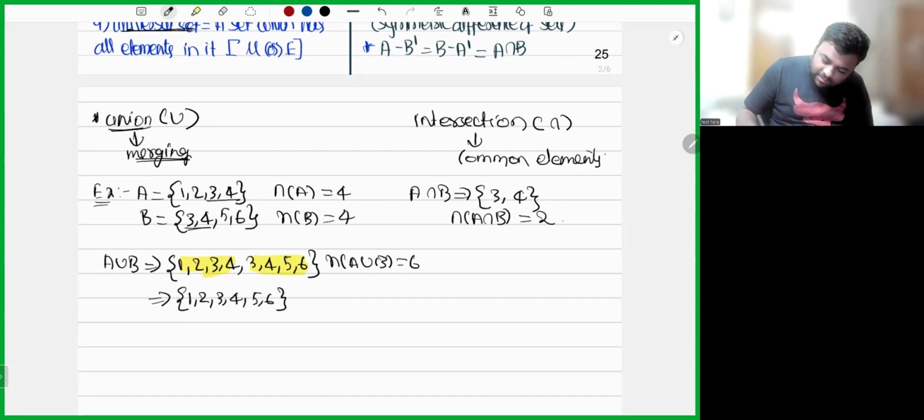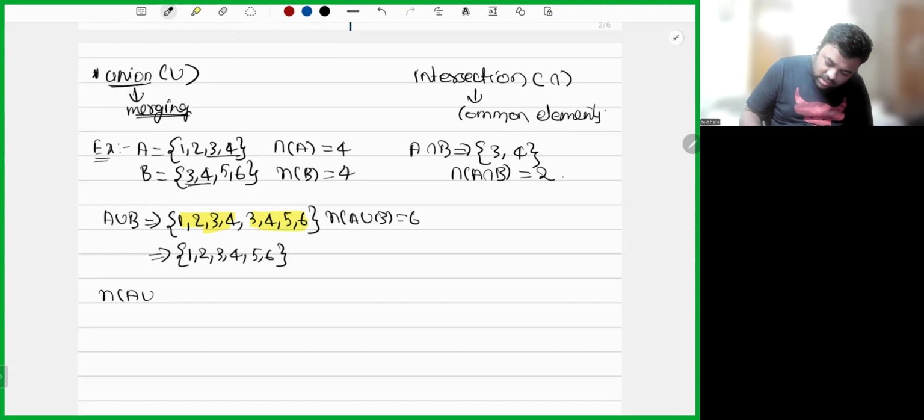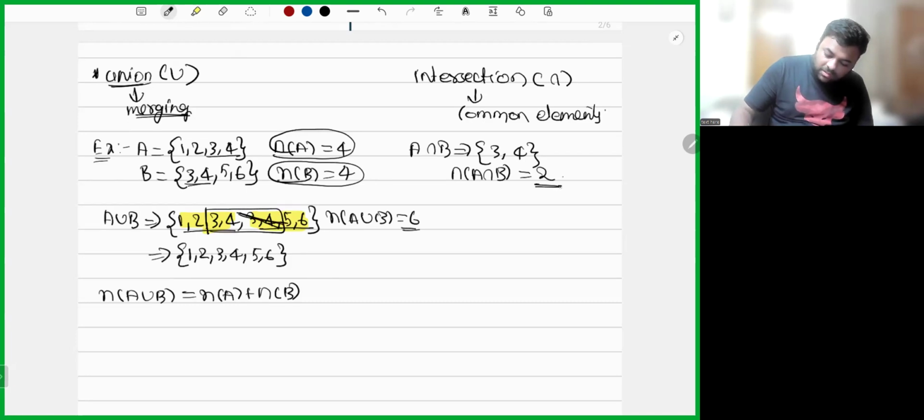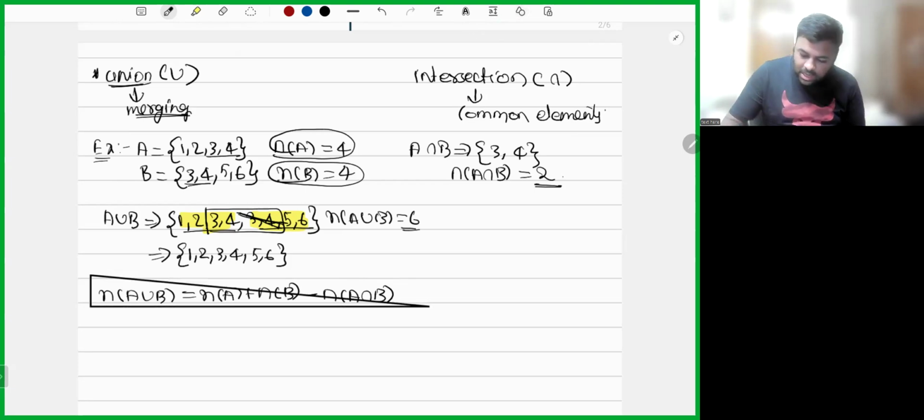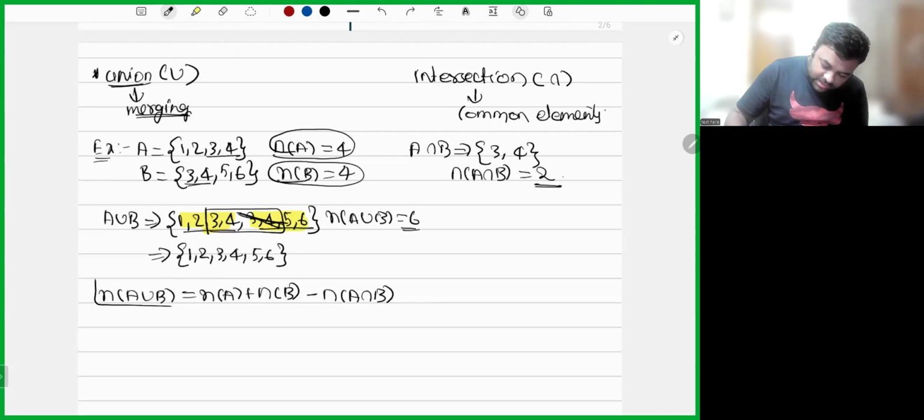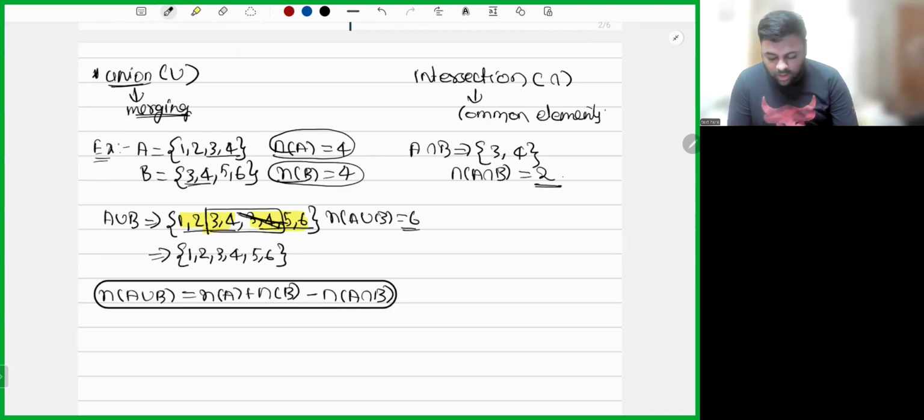Okay. If you want, you can even develop a formula for N of A union B, my dear friends. N of A union B, how did you get? I have added 4, I have added 4. 4 and 4 I have added, right? N of A plus N of B. After that, those are repeated. I have removed those repeated elements. Minus N of A intersection B. So N of A union B will be N of A plus N of B minus N of A intersection B. Okay. So union refers to merging. Intersection refers to taking common elements.